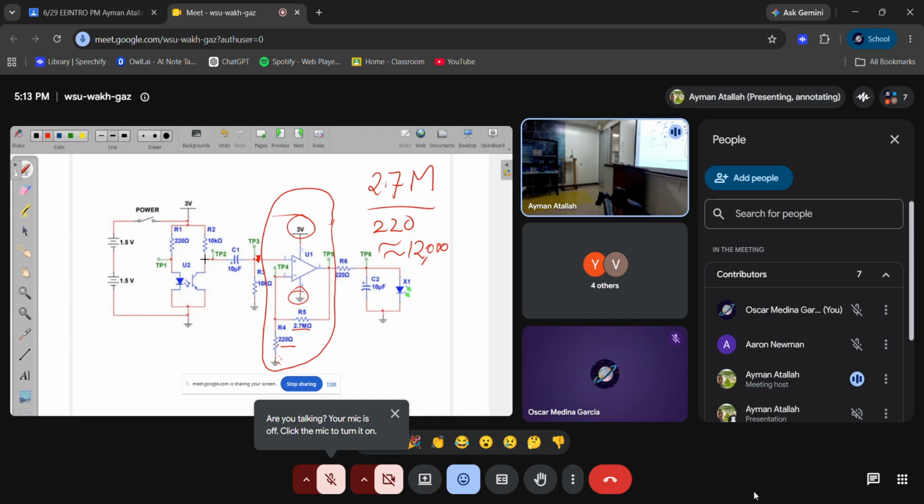So even if there is a very small signal here that comes from the reflection of the light from the light emitting diode to the phototransistor, it will be highly amplified here, and the output here will run the light emitting diode.